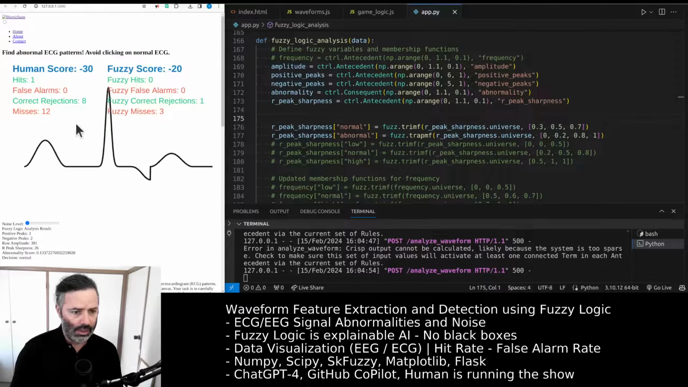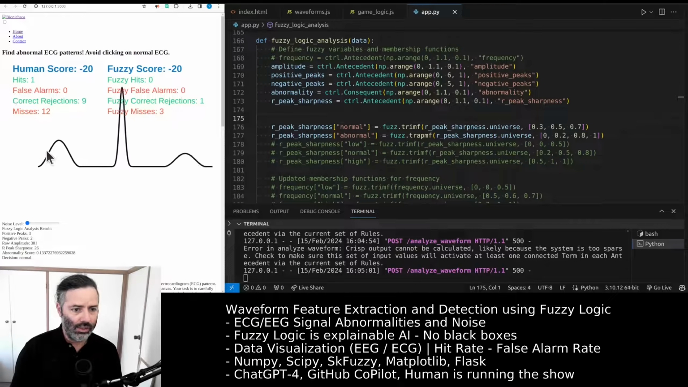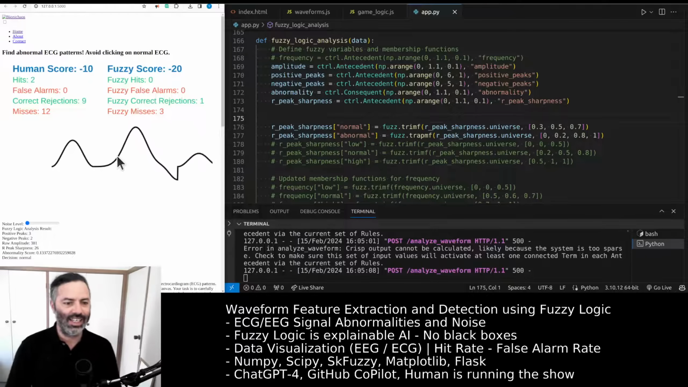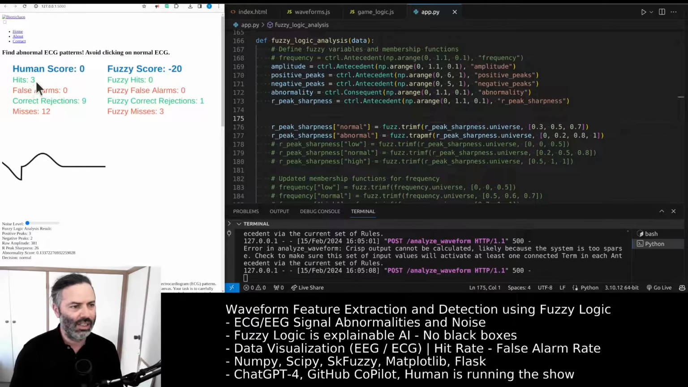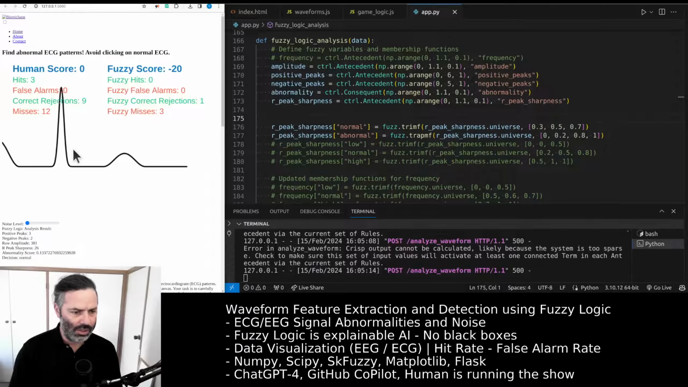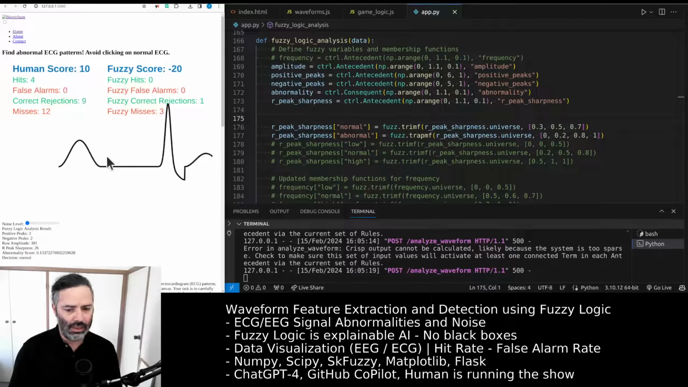You can play it. This one is a normal ECG waveform, so when I do not click on it, I get a reward in the shape of points. I can't give you any other rewards. So that was a hit because that was an abnormal ECG. This one is also abnormal. So when I click on it, I get a hit and 10 extra points. Same with this one.